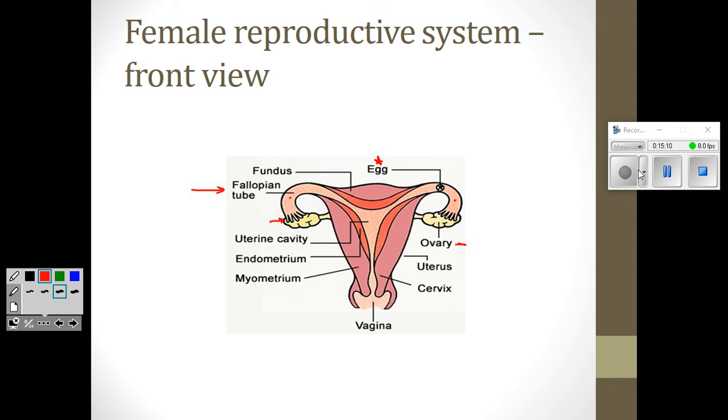Now, there are a bunch of words that are all talking about the uterus. The uterus in general is this whole sort of triangular shape that's in the middle. And these three pieces over here are sections of the uterus. There's the uterine cavity, so the space inside of the uterus. There is the endometrium.